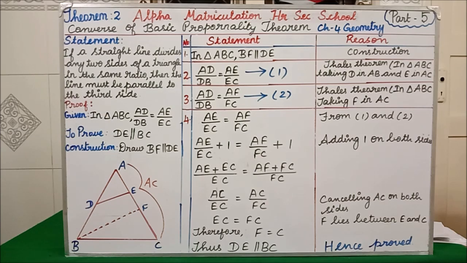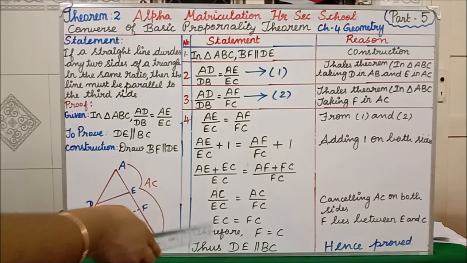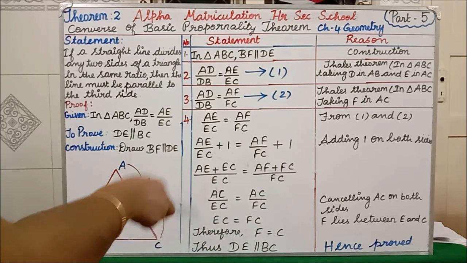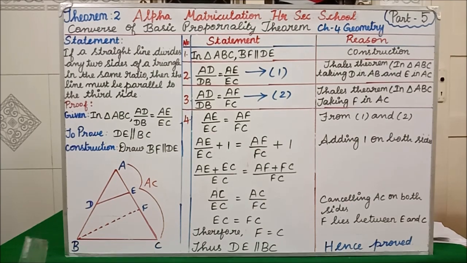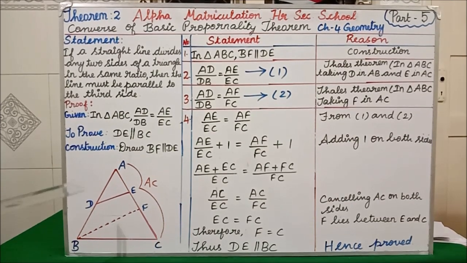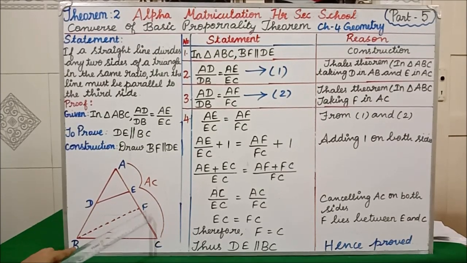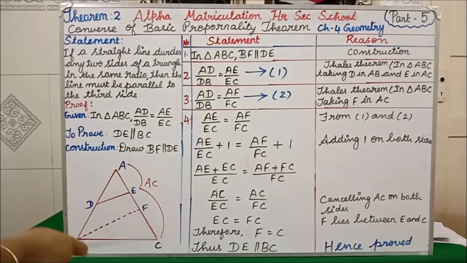Now consider, children, for example, the EC length as 3 centimeter. Similarly, if EC is 3 centimeter, then obviously FC should also be 3 centimeter. Isn't it? That only we have proved now. EC equal to FC, which means if EC is 3 centimeter, then FC should also be 3 centimeter. So if from here to here is 3 centimeter, this F will be here. So where does this F lie? In between E and C.